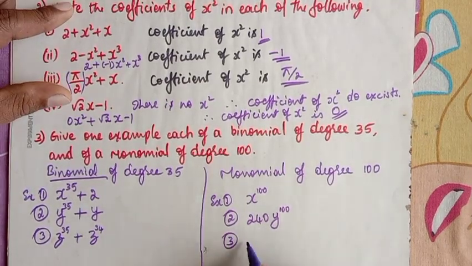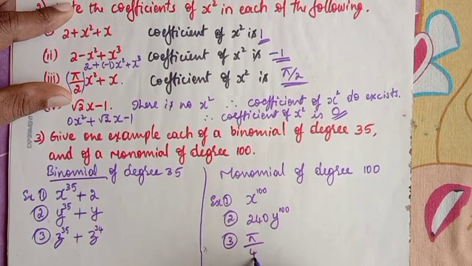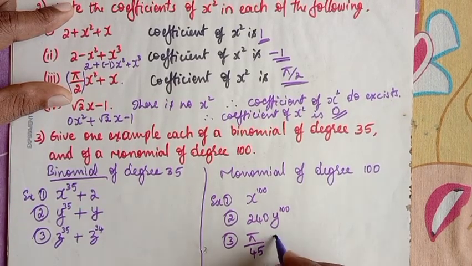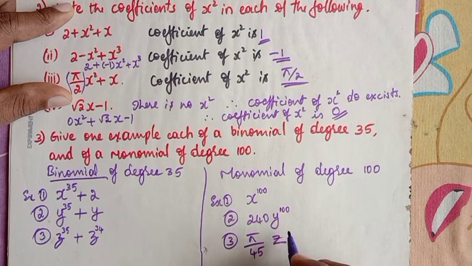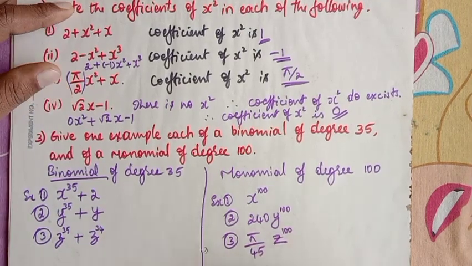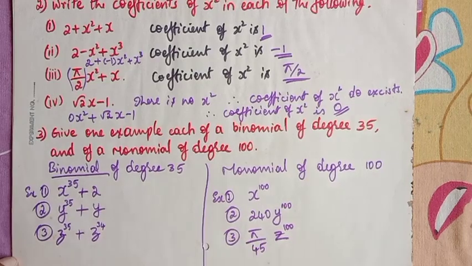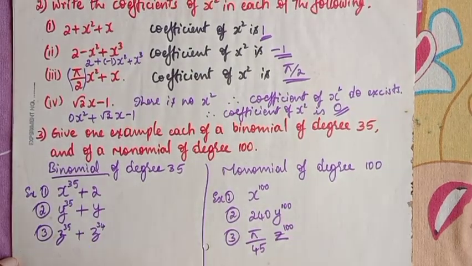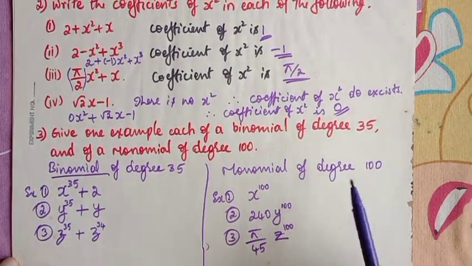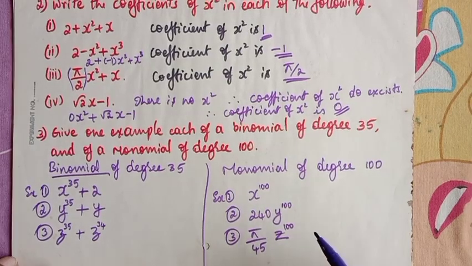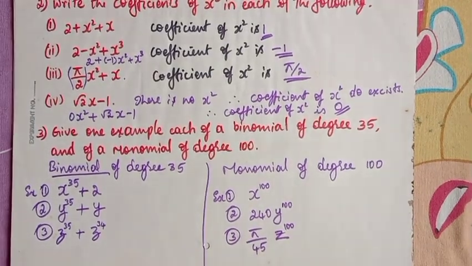So we can make pi by 45 z to the power of 100. This also holds good. Likewise, here it has been asked only one example. We have given here three examples for the binomial of degree 35. All the three examples are there. Monomial of degree 100: here also there are three examples for better understanding.